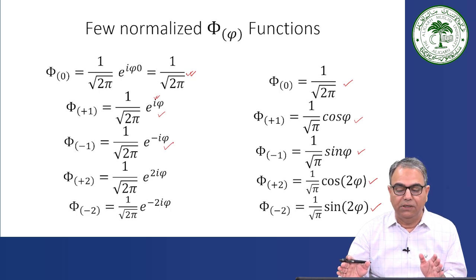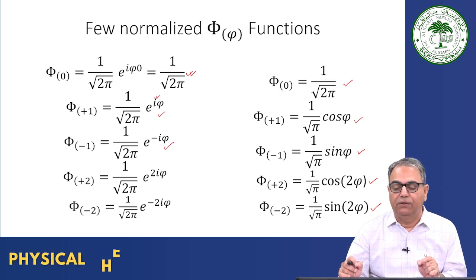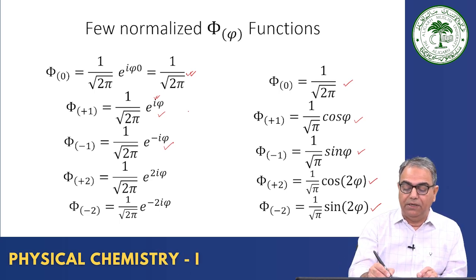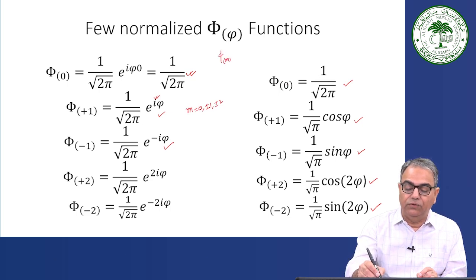And the remarkable thing is that in all these equations you have phi as the variable except when phi is equal to 0. These are m values. M, I said, could be 0, could be plus minus 1, could be plus minus 2. So all that we have written here are phi m values.